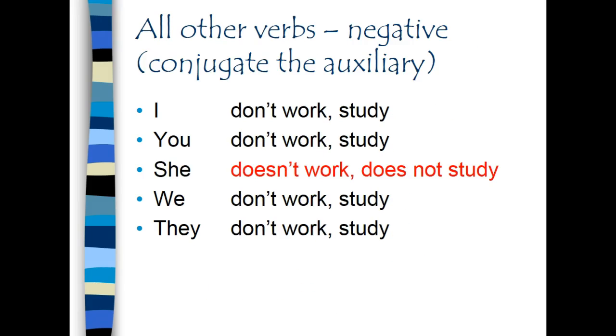To make all other verbs except the verb to be negative in the simple present tense, you must conjugate an auxiliary verb. And the auxiliary verb for simple present verbs is do. So I do not work. I do not study. You do not work. You do not study. With third person singular, of course, the auxiliary verb has an S on it. So she doesn't work, she does not study, etc.